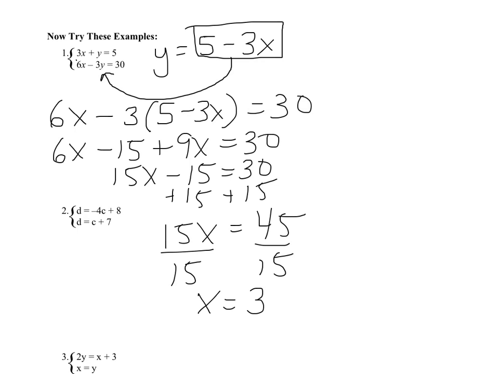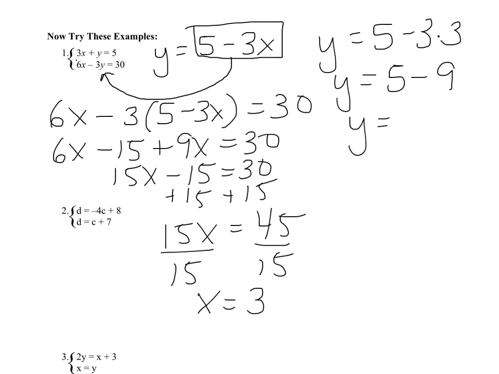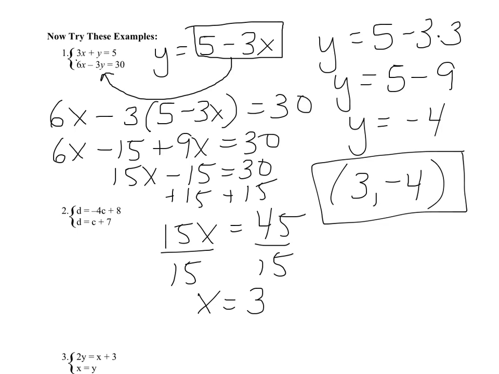So now that you have x, you need to find y. The easiest place to put the x is right here. You can put it here, you can put it here, and solve for y that way, but this one, y is already alone, so why don't we just put the 3 right there. So what we're going to get is y is equal to 5 minus 3 times 3, which gives us y equals 5 minus 9, and 5 minus 9 is negative 4. So your ordered pair is 3, negative 4, and that is the solution to the system.